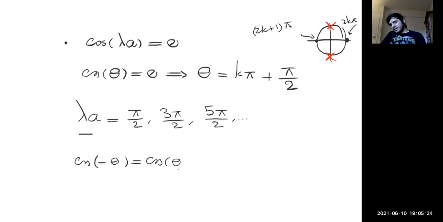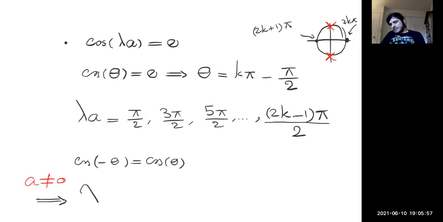So these angles, in general, are of the form, as you can see, 1, 3, 5. They're in general of the form 2k minus 1, an odd number, times pi over 2. Okay, I should say minus pi over 2 here. So these two conventions are compatible. So if I divide everything by a, remember a is non-zero, so we can divide everything by a, you see lambda can be equal to an odd number times pi over 2a.